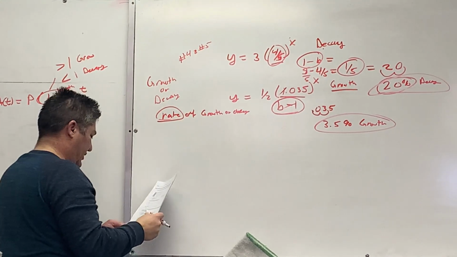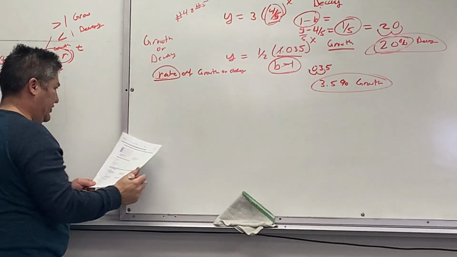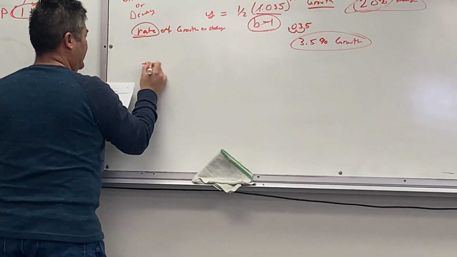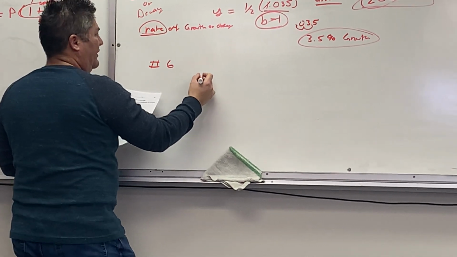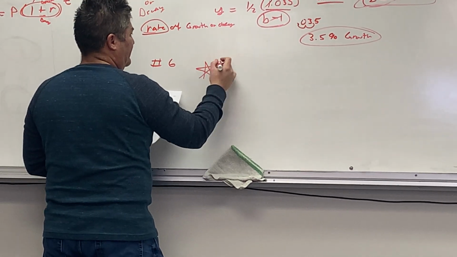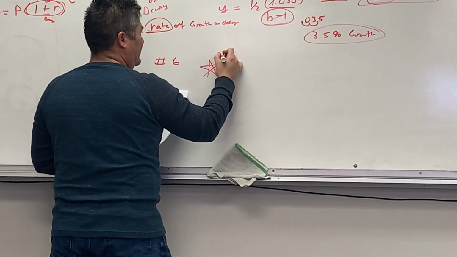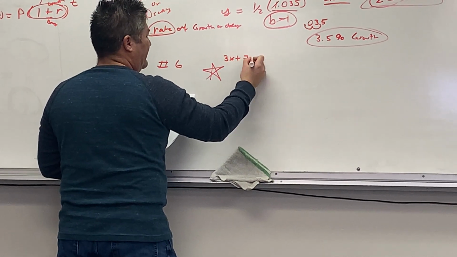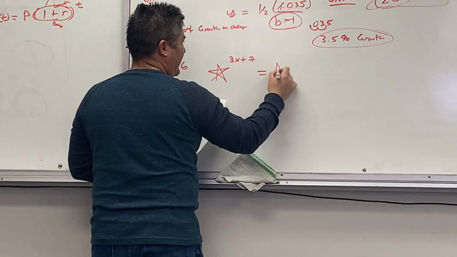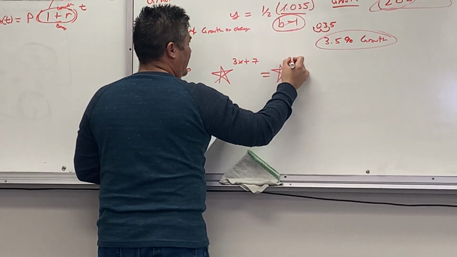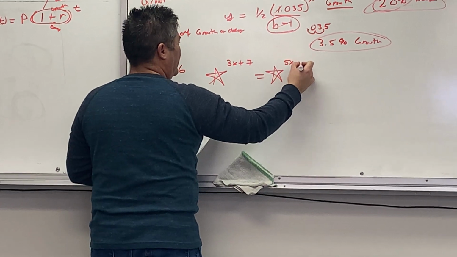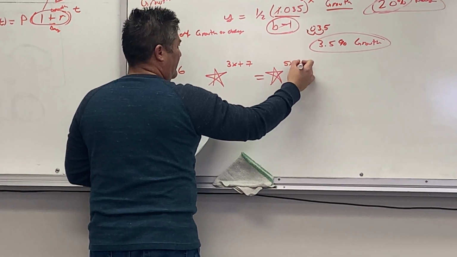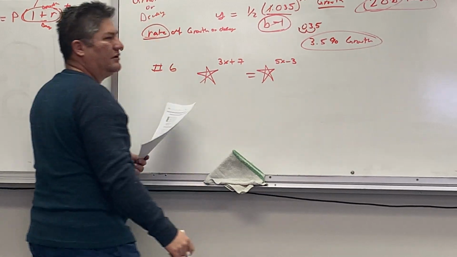Okay, here we go. Number 6. I'm going to do this one just alone because it's easy. So here we go. We're going to have, I don't know, something, doesn't matter, raised to the 3x plus 7 equals, again, doesn't matter, raised to the 5x minus 3. Okay?